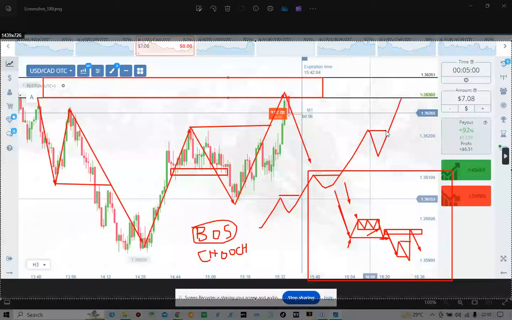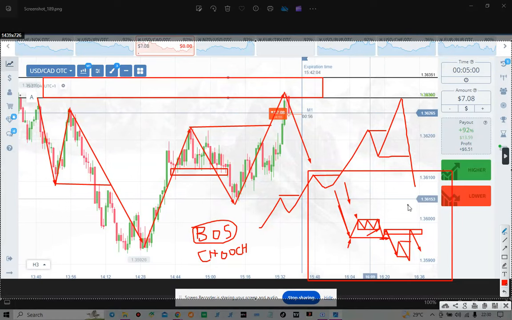BOS is a trend continuation structure. The price continues to break the previous high, continues to break it again and again. That is the definition of break of structure. But if the market decides to drop down and break this low, don't say it is a break of structure. It's not a break of structure.